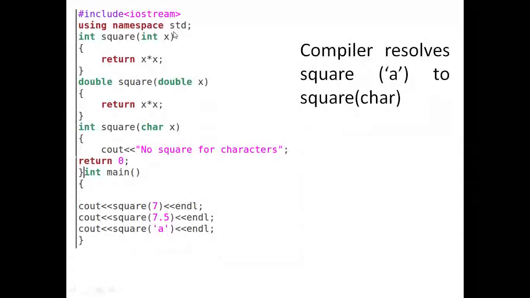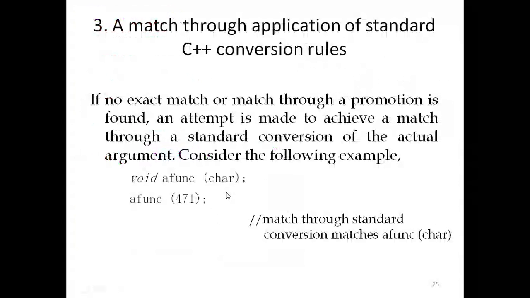One function takes an integer as parameter, another takes double as parameter, another takes character as parameter. In this situation, this a will match to char. Since there is an exact match, the system will not do any kind of promotion or anything. It will just make a call to this char version of square when we give it like this. This is what will happen, right?